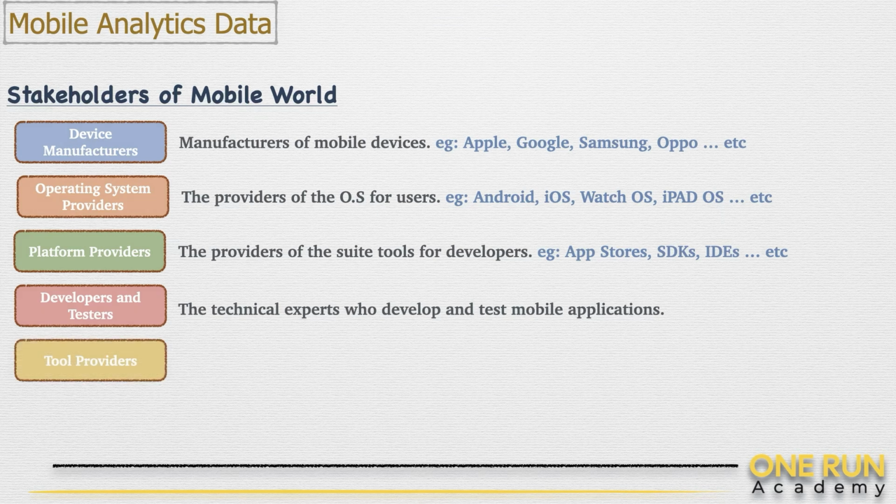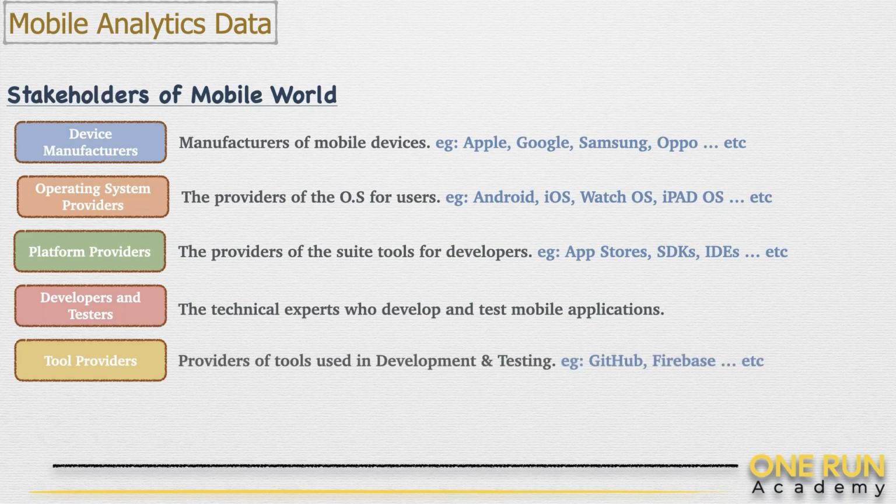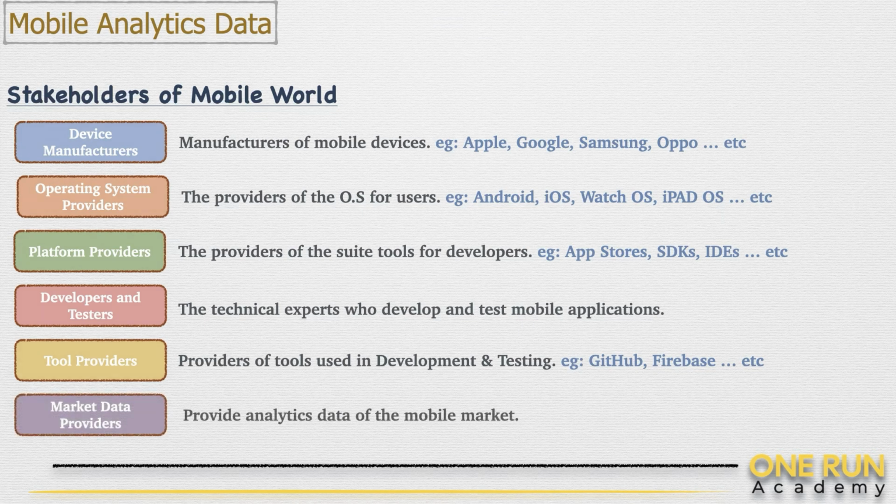Tool providers are third parties who contribute to the mobile industry by providing services and logistics. We can think of collaborative tool providers such as GitHub, development tool providers such as Eclipse, test tool providers such as TestFairy, and back-end storage providers such as Firebase. Lastly, we have market data providers. They provide market analytics to all the previous entities, so they can make informed decisions based on facts and statistics.